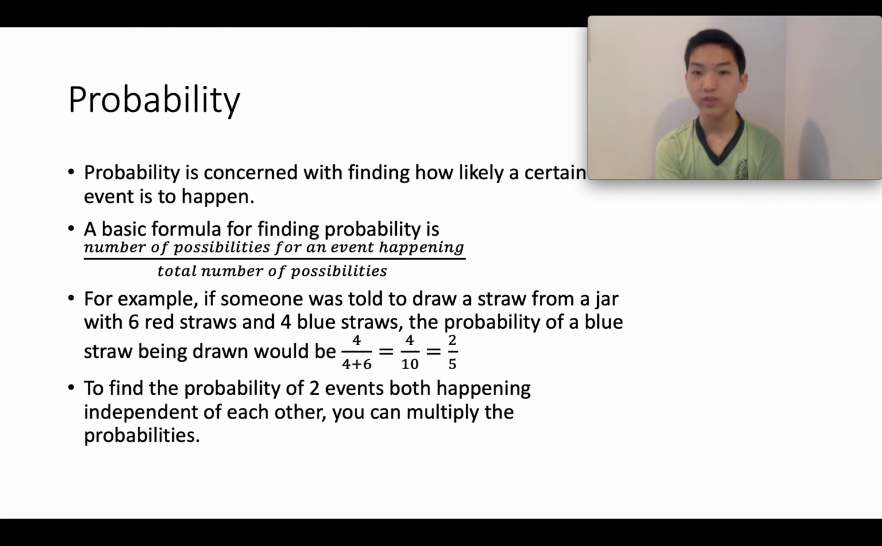If you didn't replace the straws after you draw them, that would change the probability because the second drawing would be affected by the result of the first drawing.